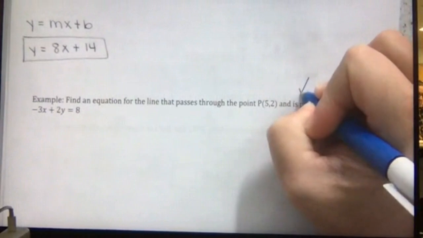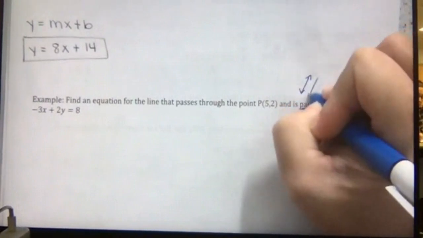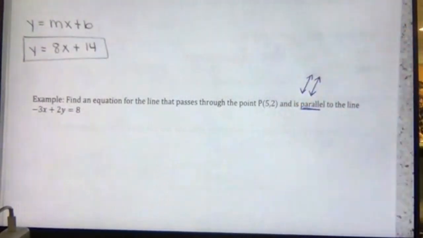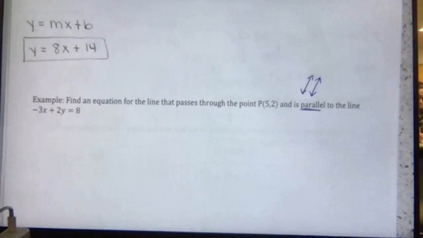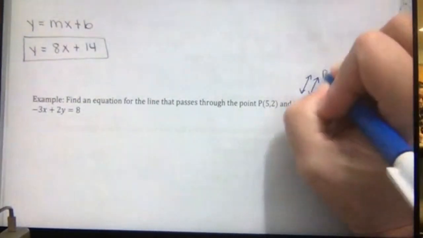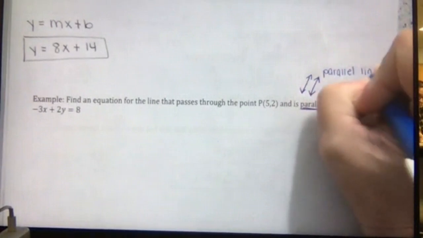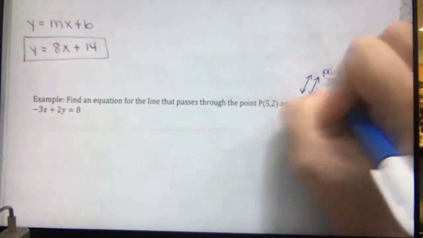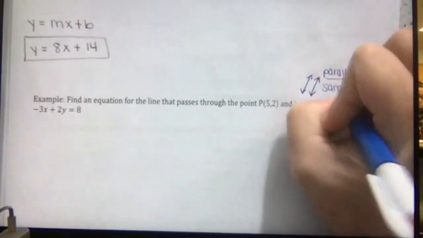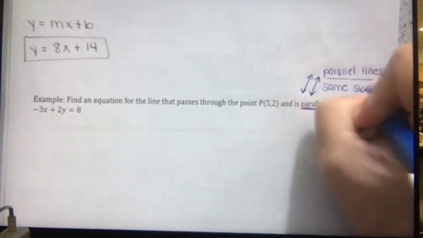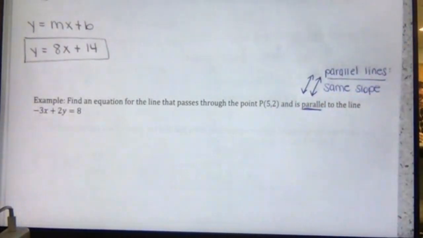So parallel lines are two lines that never cross. So if they never cross, that means they have to have the same steepness. The same steepness is the same slope. So for parallel lines, they have the same slope. Parallel lines have the same slope.